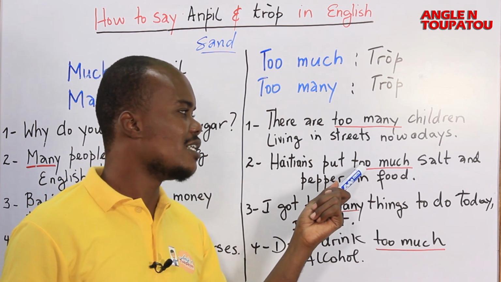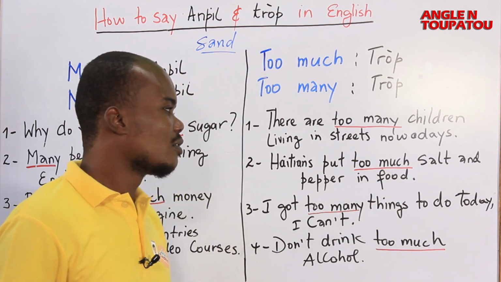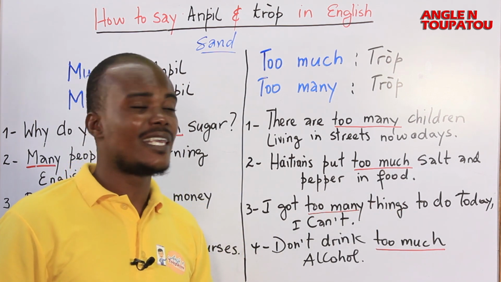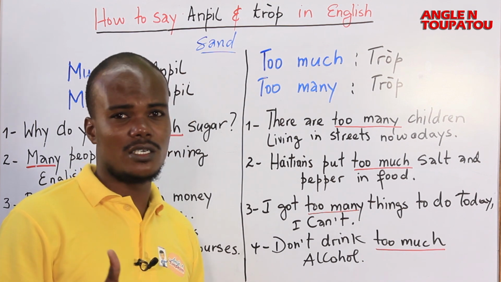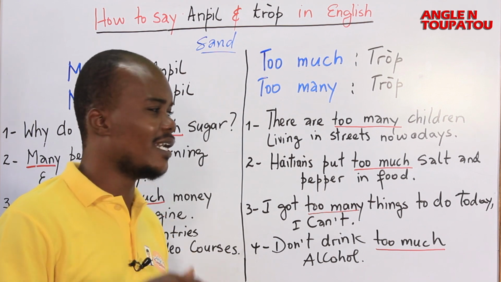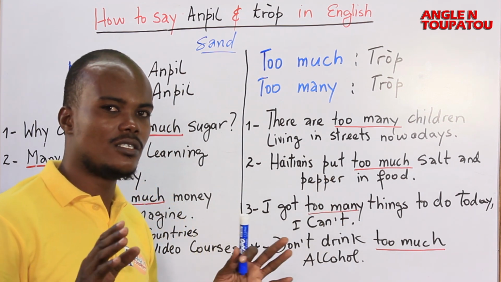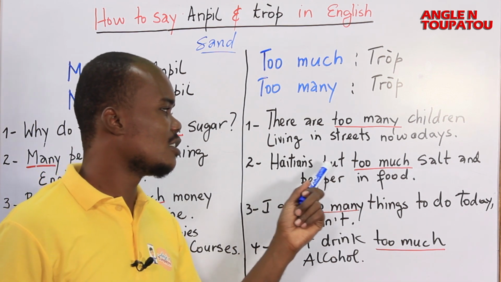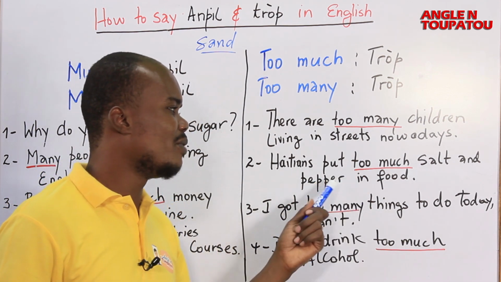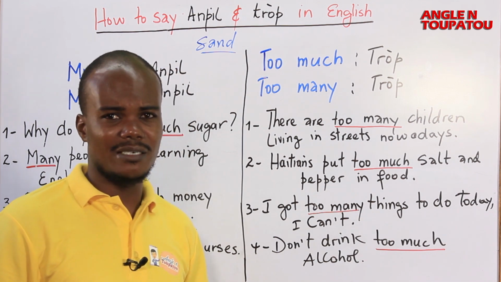What you can notice, I say too much before the word salt because I cannot say 1 salt, 2 salts, etc. I cannot say that. I have to say salt. I need salt. Haitians put too much salt and pepper in food.